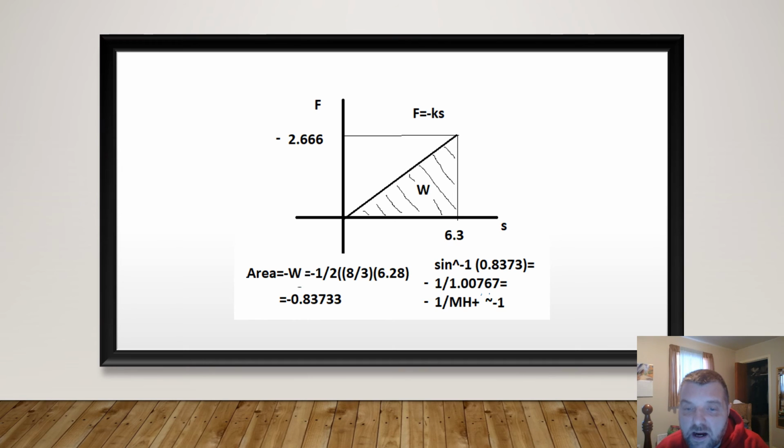We have 1 over 100,767, which is the mass of hydrogen. So it's approximately equal to 1, but it's 1 over the mass of hydrogen, the proton.